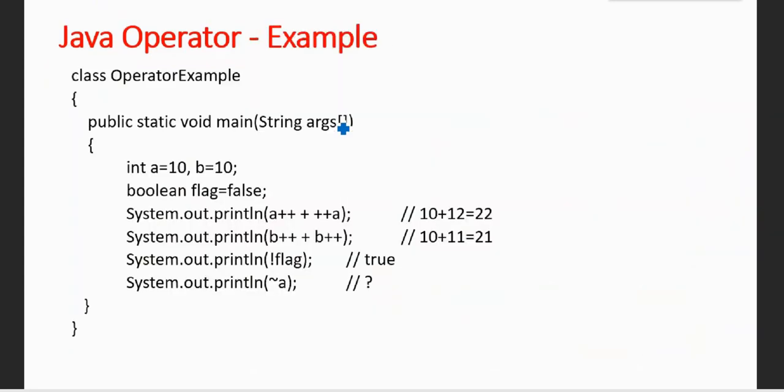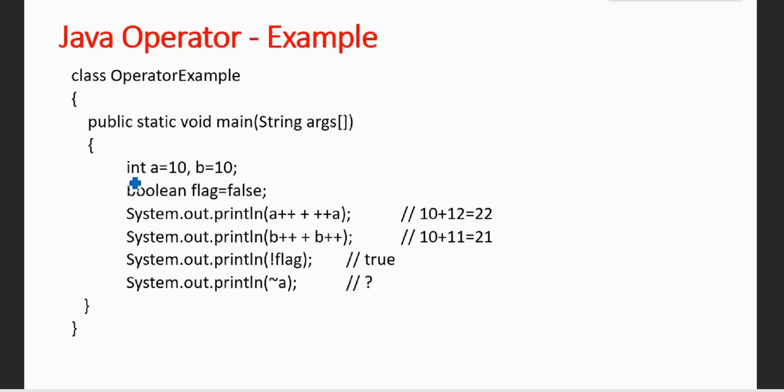Fine. Now I have taken one example here. I have taken one class, and the class name is OperatorExample. In the main function, I'm not adding any data members till now, because once I clear the classes, then I'll add the objects and data members. Now I'm using only the main function: public static void main(String args).